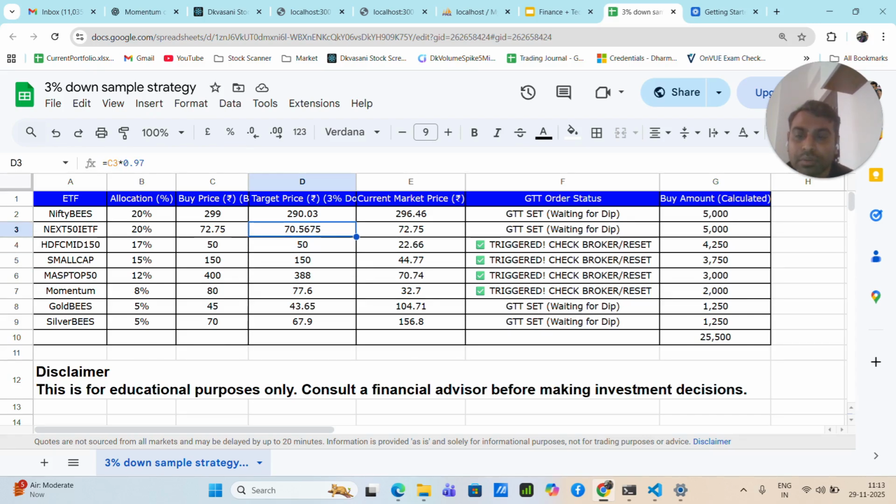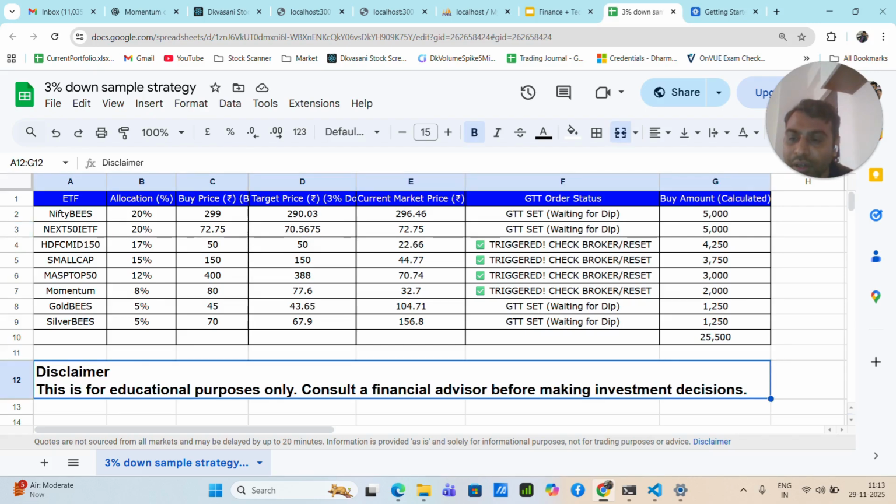One most important thing, this is for educational purposes only. Before doing any investment, consult your financial advisor before making a market investment decision. There is one disclaimer from my side.